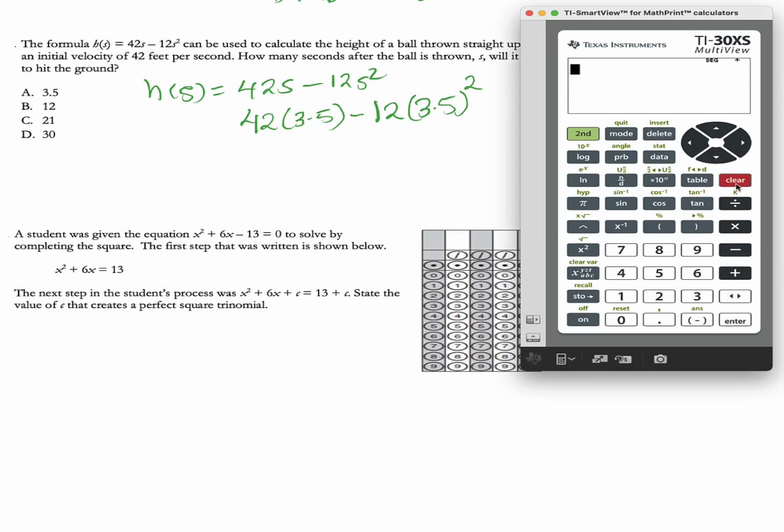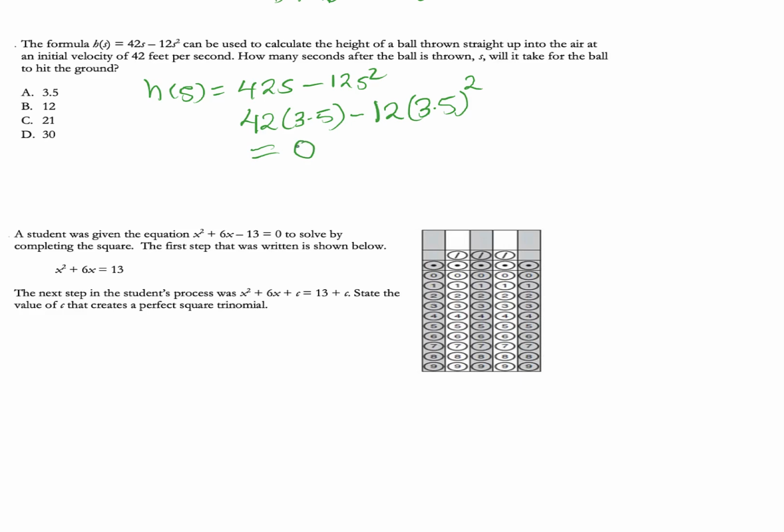Let's clear this. So 42, open the parentheses, 3.5, close the parentheses. I'm going to subtract 12, and in the parentheses, 3.5. Let's close it and square it. And notice when I hit enter, what do I get? 0. Which means my answer is A.